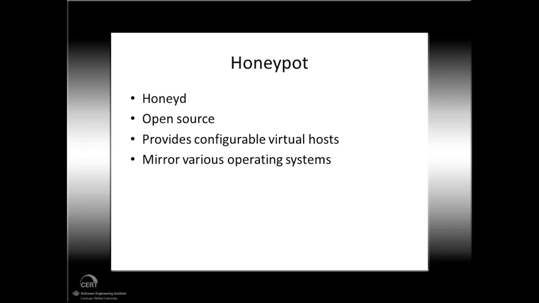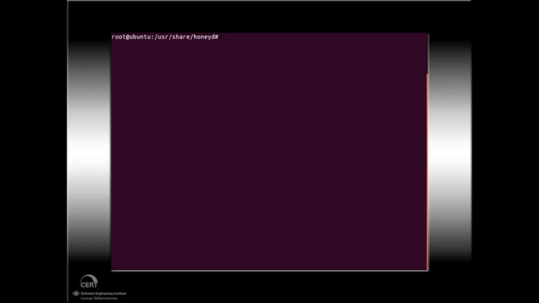This program allows us to set up virtual hosts that can then be configured to appear as whatever operating system we desire. Upon installing Honeynet, we need to modify the Honeynet configuration file to reflect the operating system that we want our virtual host to mirror. We've chosen to go with the standard Windows XP configuration for this particular Honeypot.